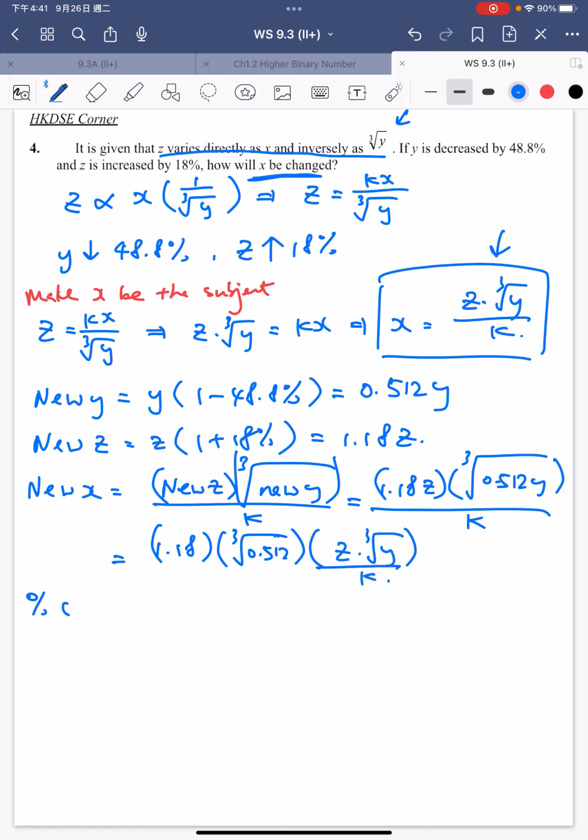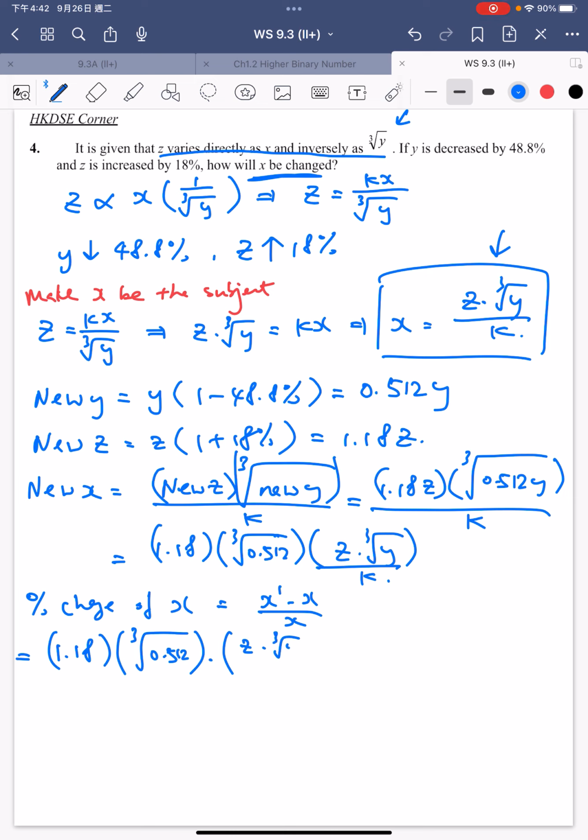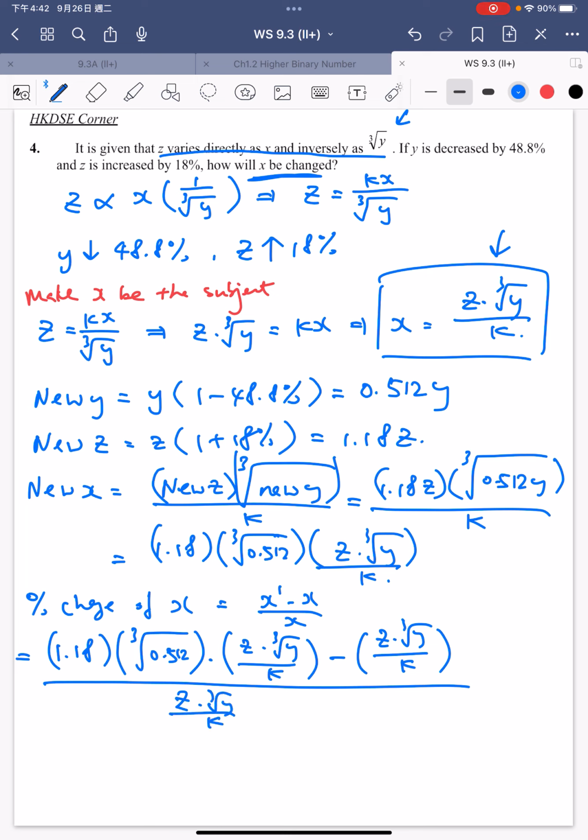Now we can use our formula: the percentage change of X is equal to the new X minus the old X divided by the old X. Substituting the whole thing, we have 1.18 times the cubic root of 0.512 times Z times the cubic root of Y divided by K, minus our old X, which is Z cubic root Y over K, then divide the whole thing by Z times the cubic root of Y divided by K. I know it's very tedious to write a lot of things, but in long questions, you have to write all of the details.